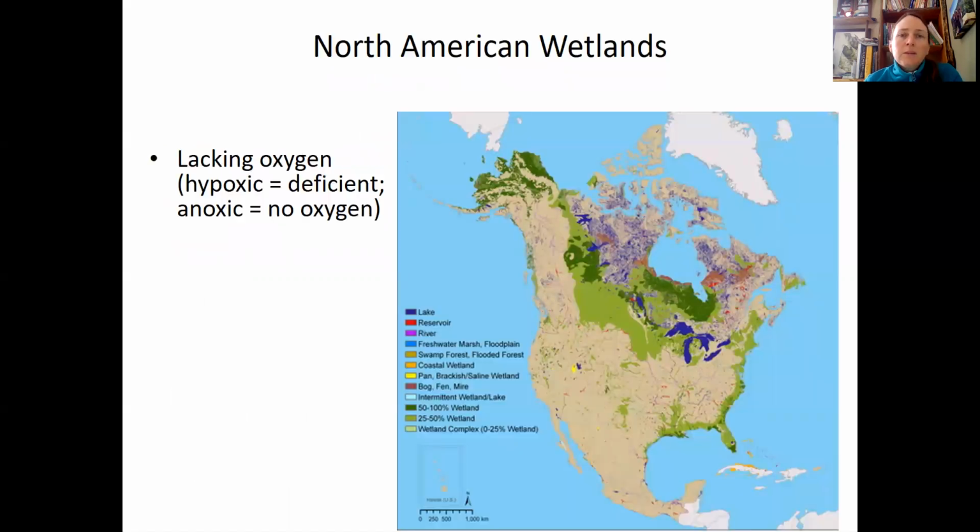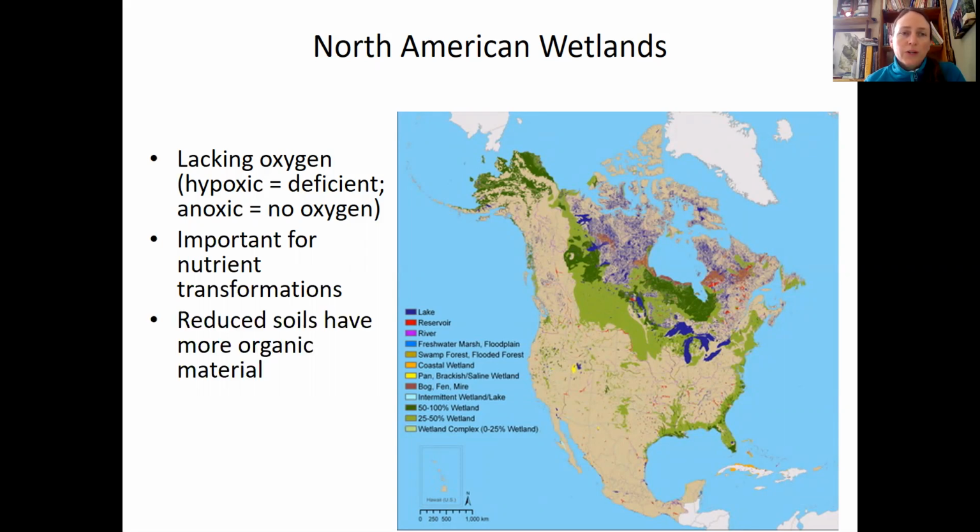And then it builds up in the form of peat, especially in acidic and anoxic environments. And these environments can occur anywhere wetlands occur. So here's a map of wetlands. And basically they're considered hypoxic if they're deficient in oxygen and anoxic if there's no oxygen. But these wetland regions are really important for all kinds of nutrient transformations, and also in places where there are reduced soils, so really low redox potentials. They also have more organic material.